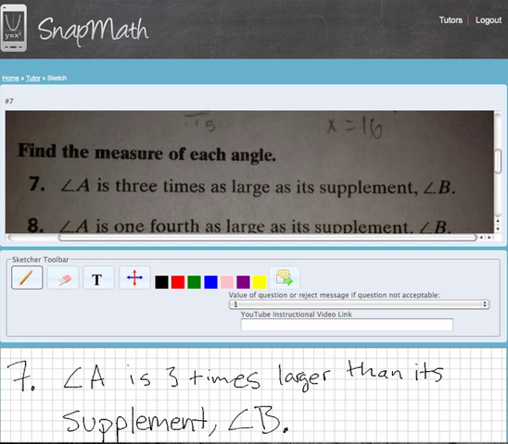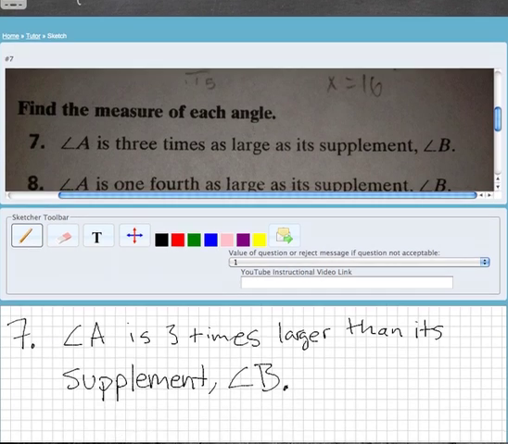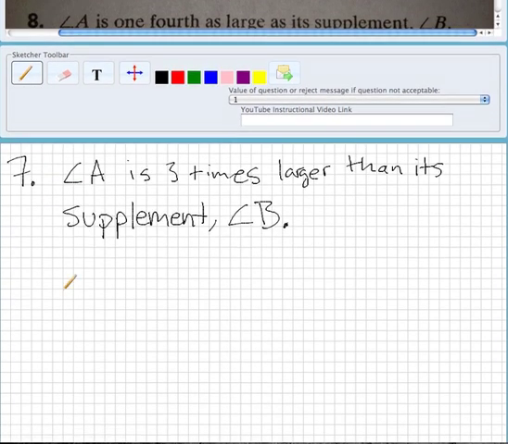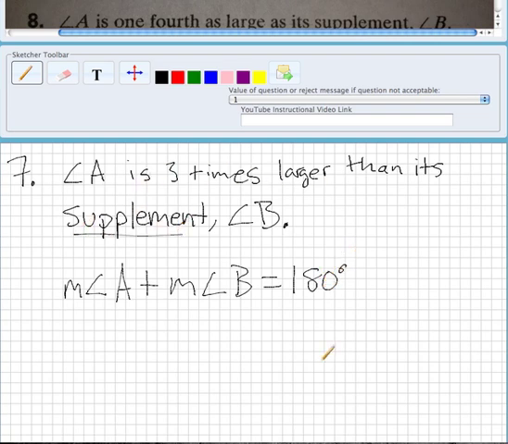So we have this question, number 7, that says A is 3 times as large as its supplement B. So we have these two angles that are supplementary angles. That means that the measure of angle A plus the measure of angle B equals 180. So those add up to 180, and that's the definition of supplementary angles. So that's what we have right here.